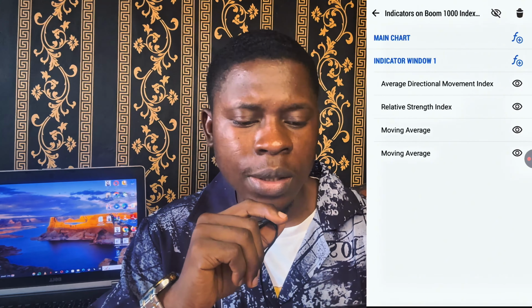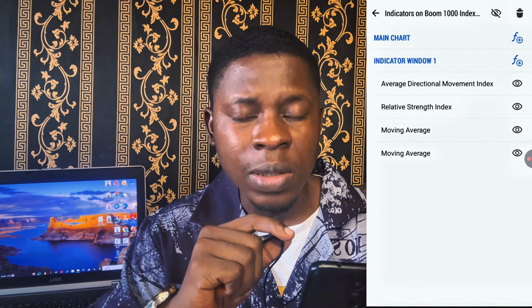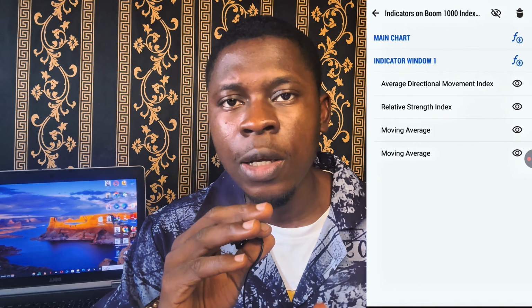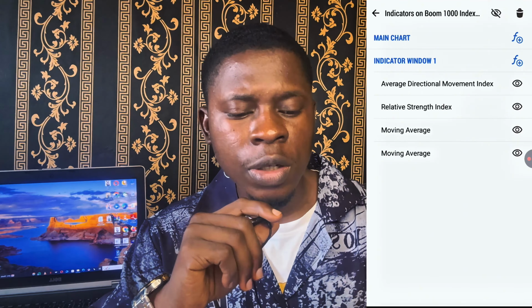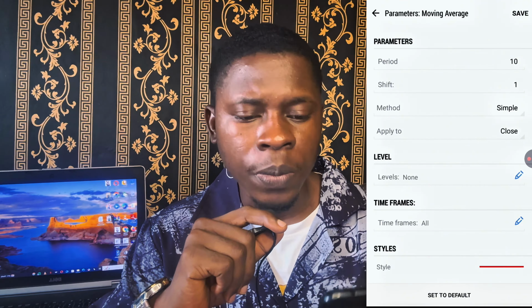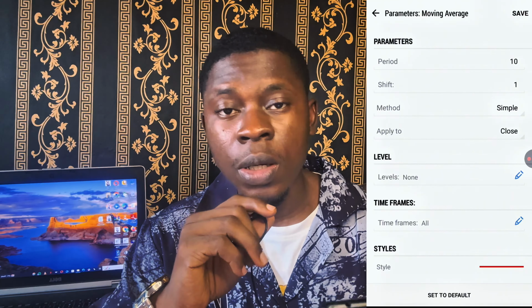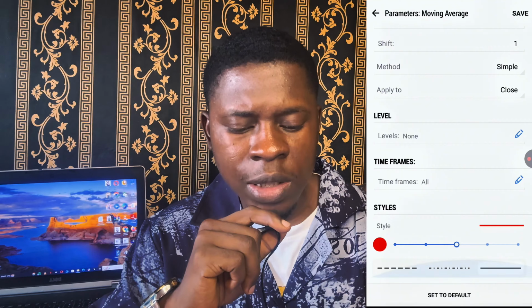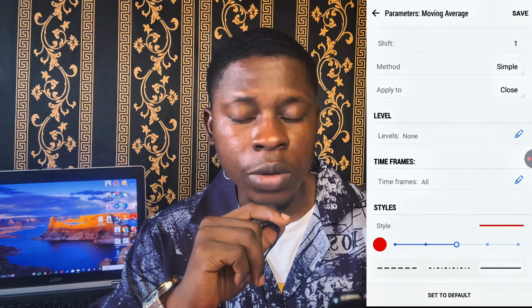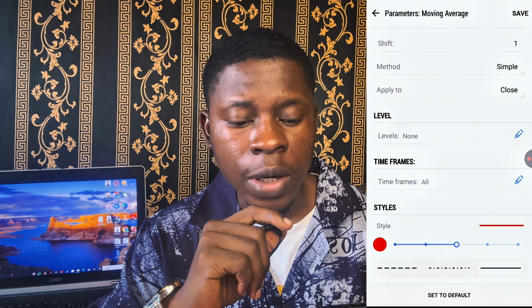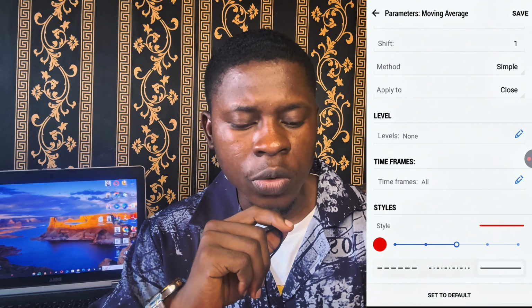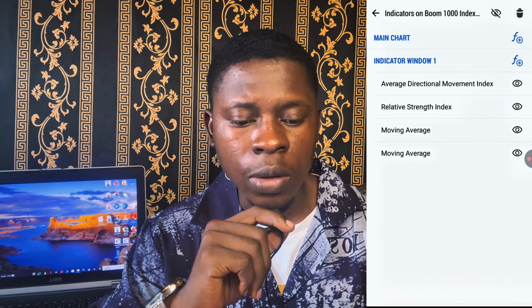Then when you're done with that, what you want to do next is to set the moving average. For this setup, we're going to be using 2 moving averages. For the first moving average, you want to make sure that you put the period to 10, put the shift to 0. The method is going to be exponential. Then you apply to close. For the style right here, you put that on 3 pixel with the red color. Then you use this first trend line, then you click on save.